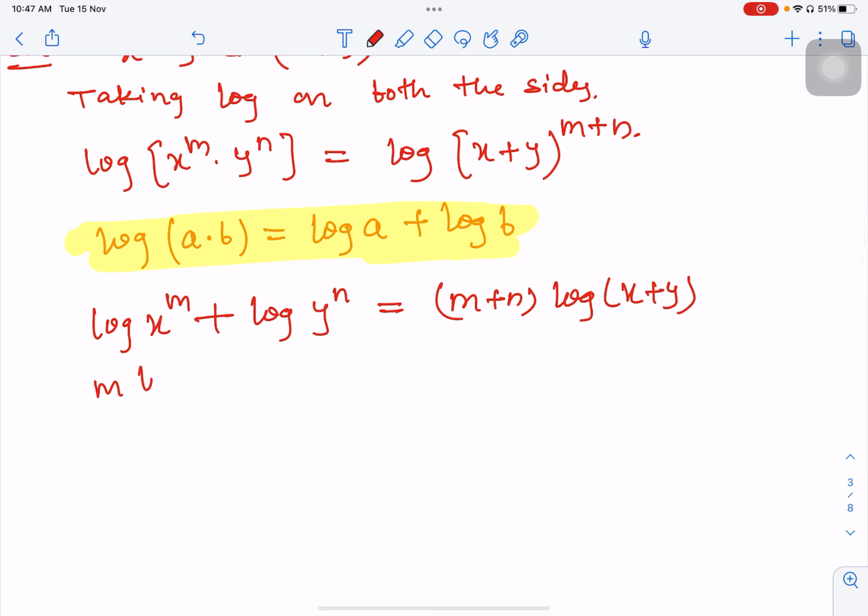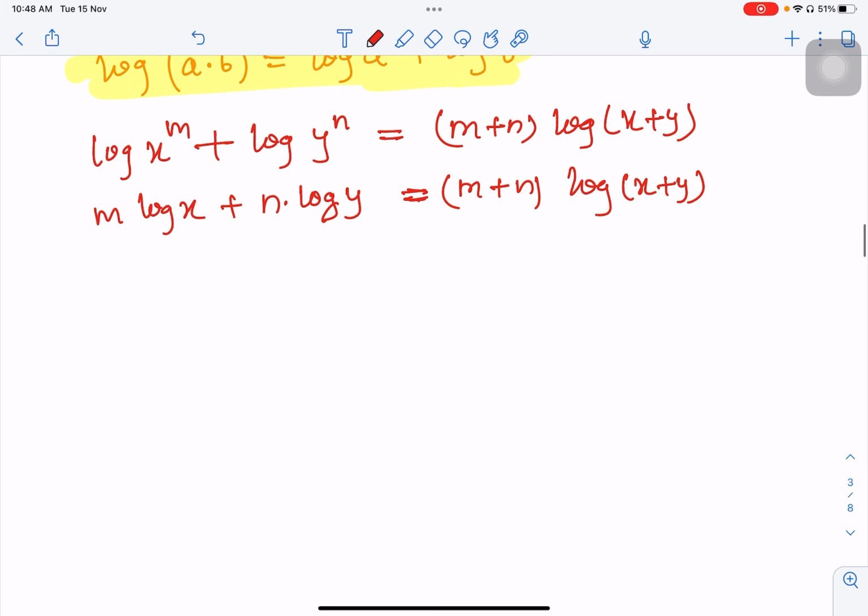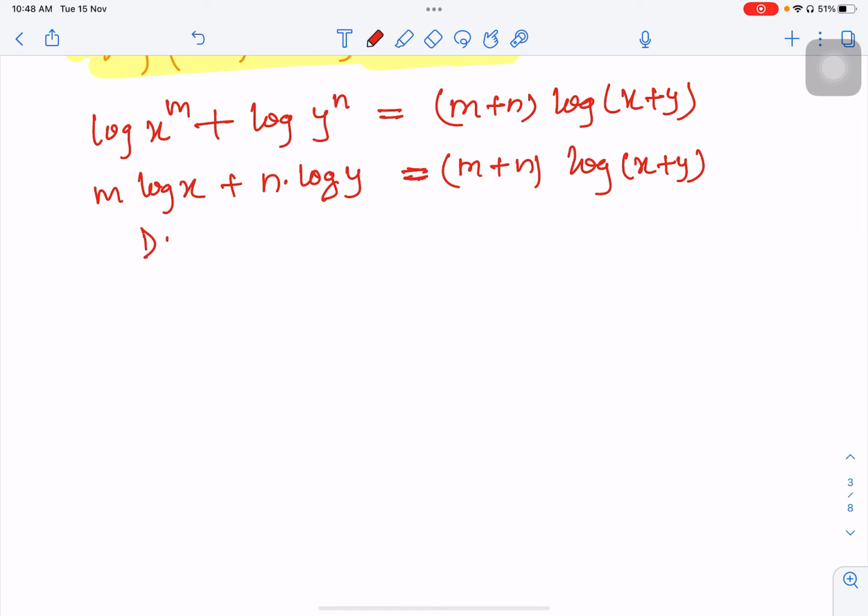So we'll have m times log x plus n times log y equals to m plus n times log of x plus y. Clear? Now हम लोग क्या करेंगे? Now we will differentiate. So differentiating with respect to what, x.